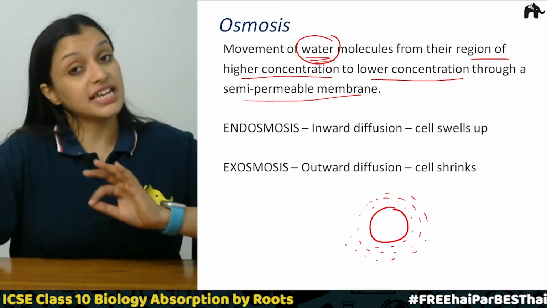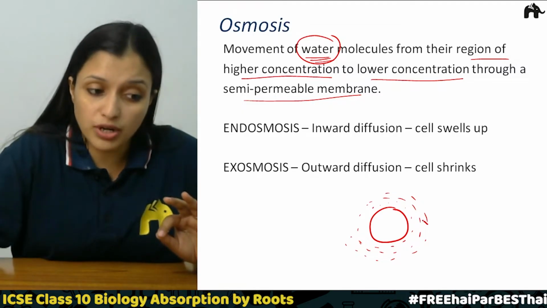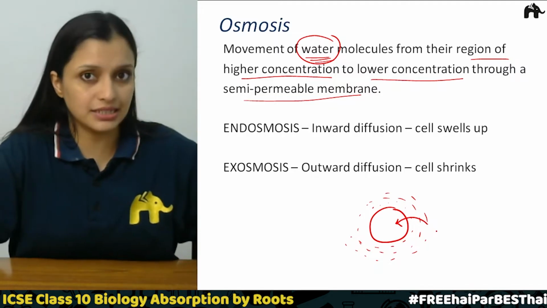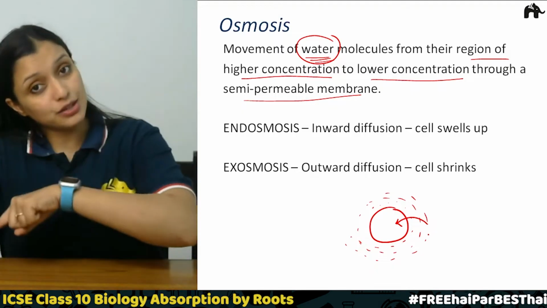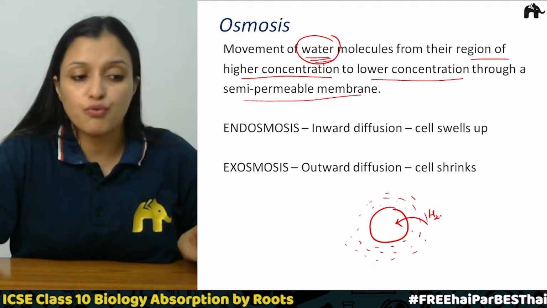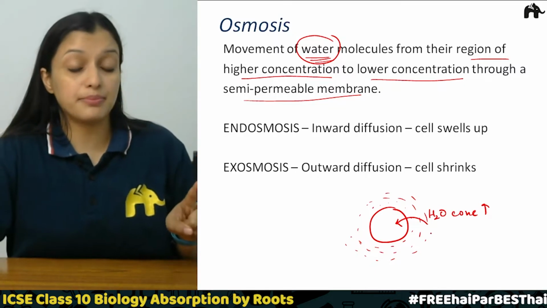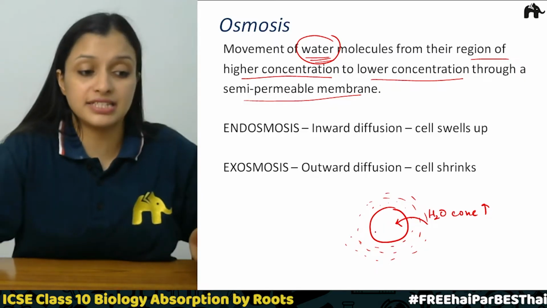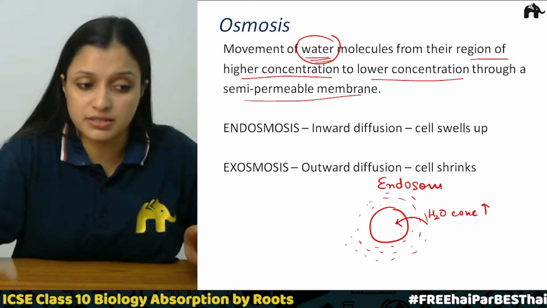Now when there is inward diffusion, what is happening? The water concentration is higher outside the cell than inside the cell, right? Because there is movement of water molecules from their higher concentration to their lower concentration. In this case we say that water concentration is higher outside the cell. So the water molecules will move from outside the cell to inside the cell, and this condition is called endosmosis, right?